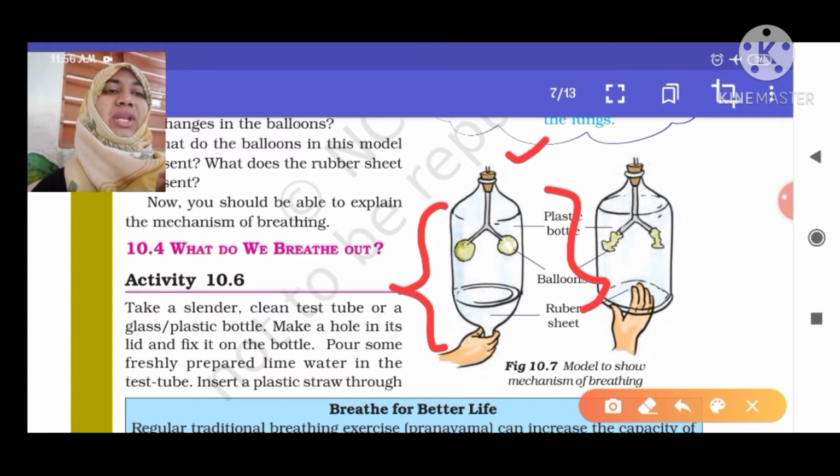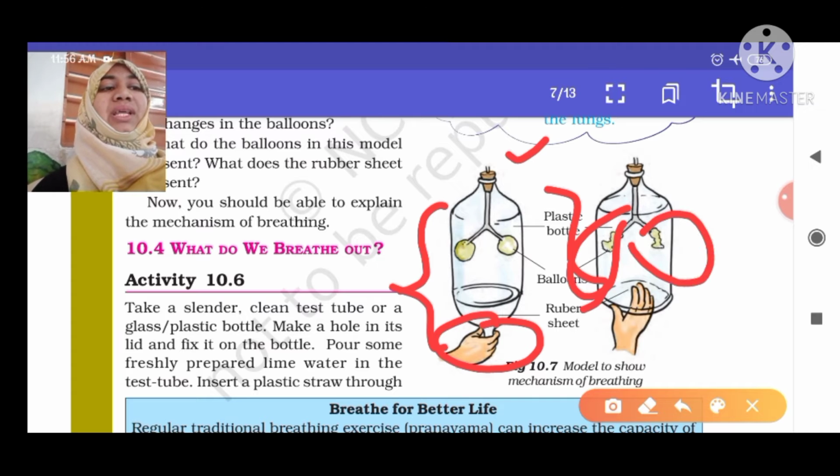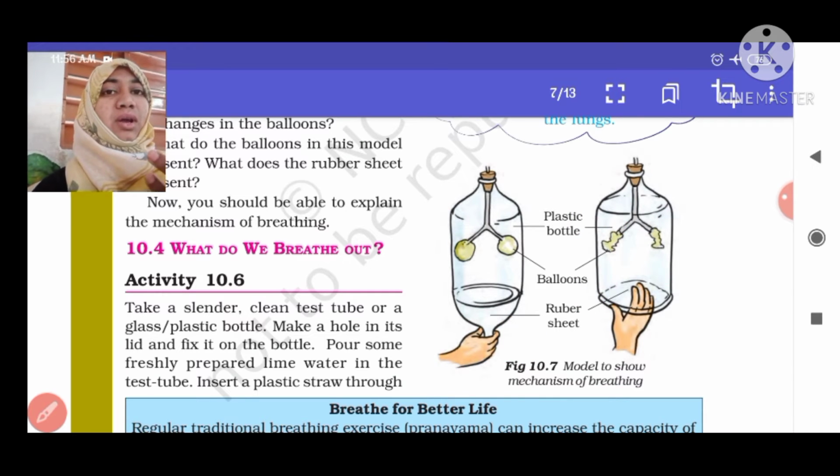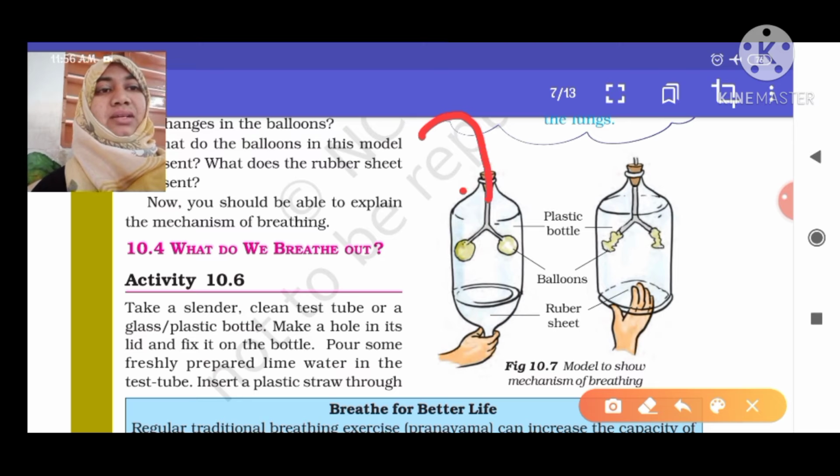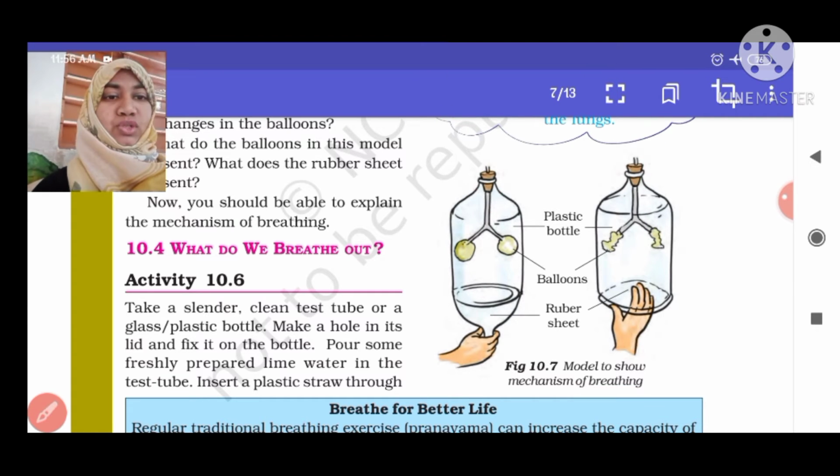Now after some time, when you relax, in the sense that you leave the rubber sheet back to normal, what will happen then? The balloons which were inflated will get deflated. Deflated means the air has escaped out, so it has gone out of the balloon. How has it gone? The same way it entered, it has gone outside into the atmosphere.